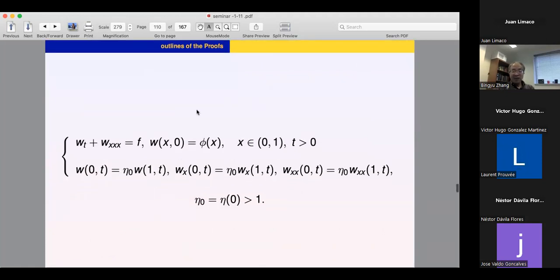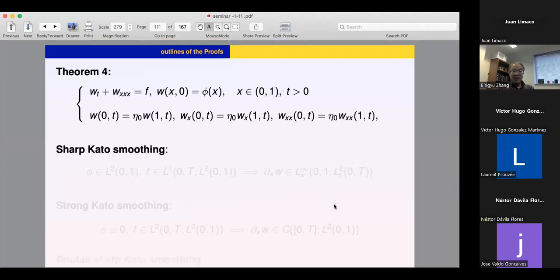As you can see, after this variable transformation, we are reduced to considering a quite simple equation, just a linear KdV equation, w_t plus w_3x equals f. And the boundary condition is a little bit weird, right? It's a little bit different. It's not a periodic boundary condition. You have eta_0 here, which is greater than 1. Okay. And for this kind of unconventional boundary value problem, we just need to get its estimates.